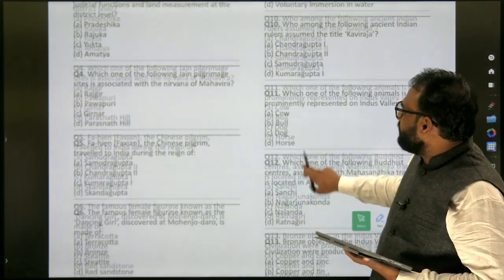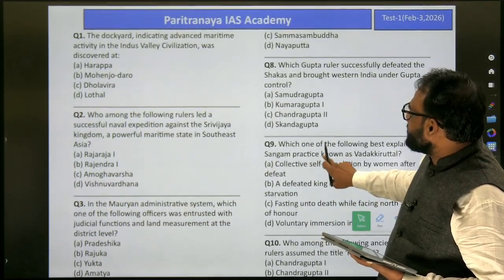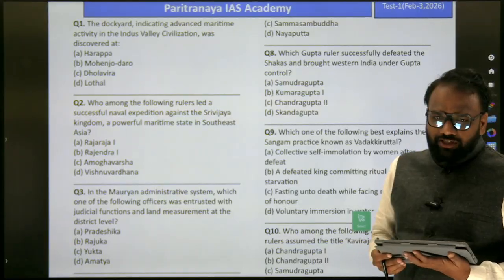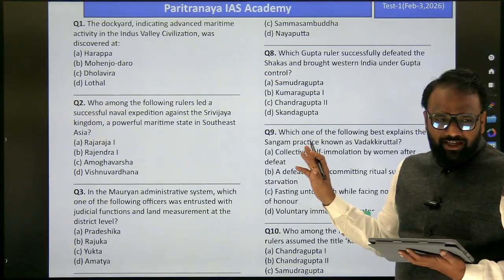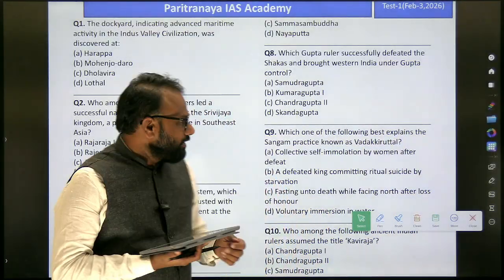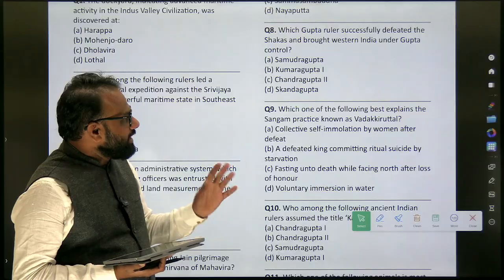Shakyamuni, Bhagavan, Samyaksambuddha and Nayaputta. So which is the word? Nayaputta. Again, it appeared in the previous year, but the question has been reframed in a different manner. Next, which Gupta ruler successfully defeated the Shakas and brought Western India under Gupta control?